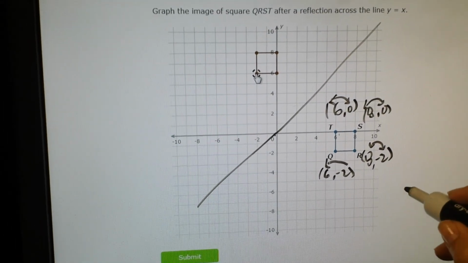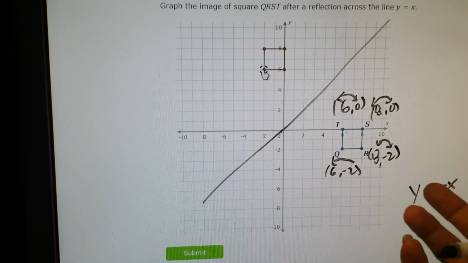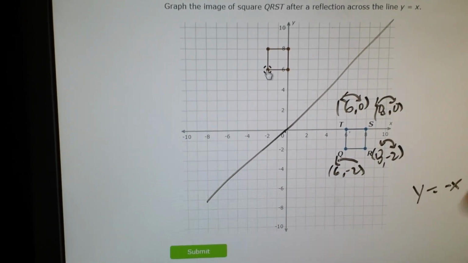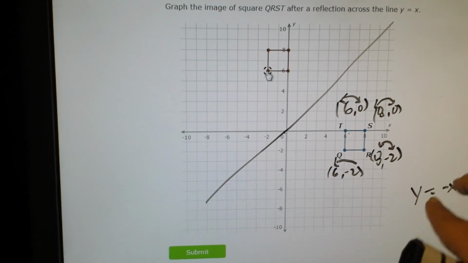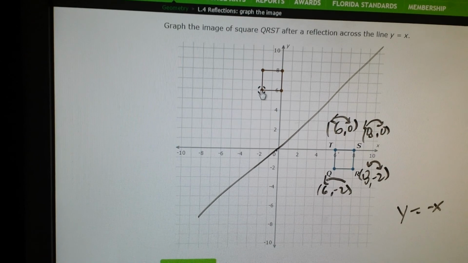Okay, and then that's all there is to it. If it was flipped across the line, just in case I don't get one of these questions, y equals negative x, you're going to flip it and change the signs. Okay, but that's basically all you do for that.